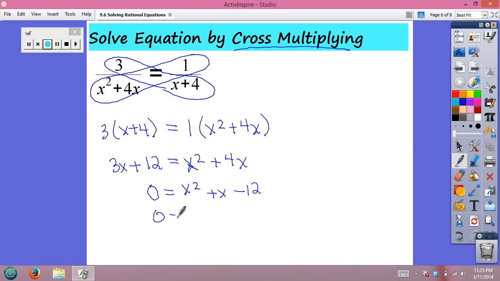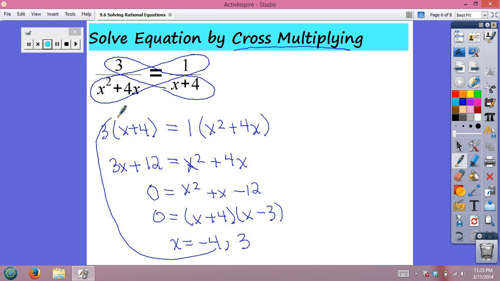Now we need to factor this, so we get 0 equals x plus 4 and x minus 3. Solving for our x values, we get x equals negative 4 and positive 3. Once again, checking for our extraneous solutions, we plug negative 4 into, this one's not going to work out, right?